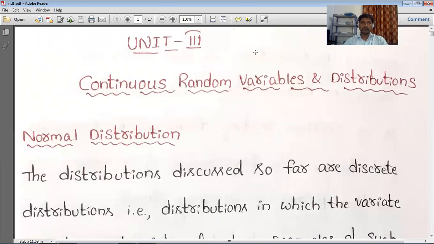Going to start continuous random variables and distributions. Before that, let's see what we learned in your first and second unit. In the first unit, random variables, and before that basic probability. So what is meant by sample space, what is meant by event, and what is meant by probability, and next addition theorem of probability, multiplication theorem, conditional event, dependent and independent events, and next Bayes theorem.